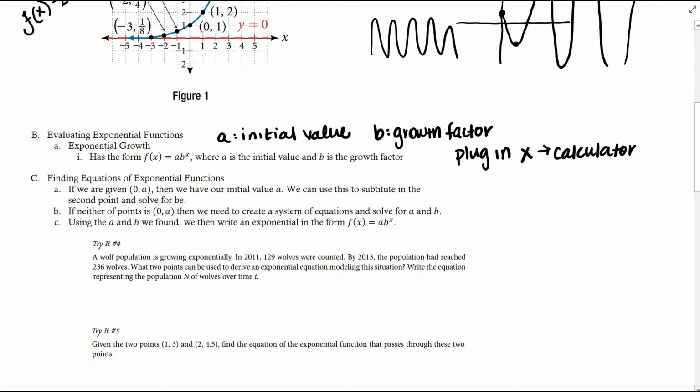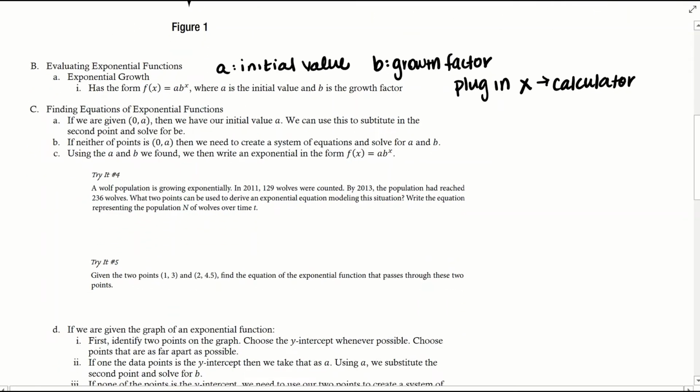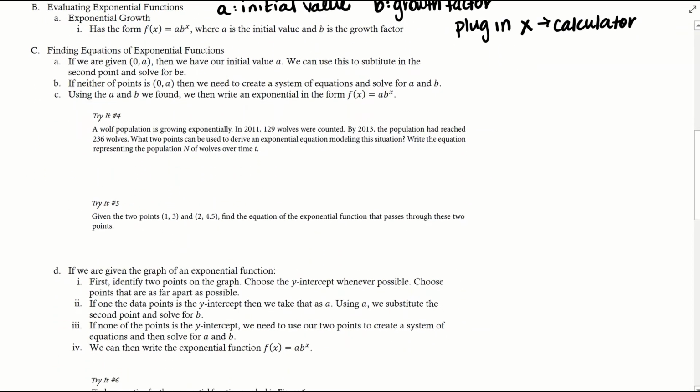Because if you are asked to evaluate some function at 100, I don't expect you to sit there by hand and multiply 100 of them together. That's ridiculous. So you can use a calculator here, as long as you get the general idea.